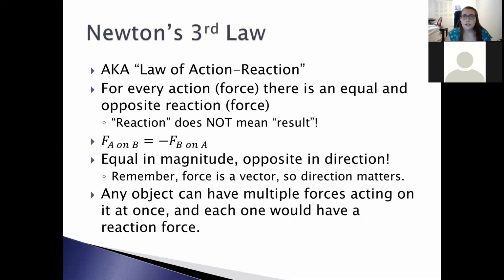There is an equation that illustrates this law. The force of object A on object B equals the negative force of object B back on object A. So these forces are equal in magnitude and opposite in direction, which is why one of them is negative in that equation. Again, remember that force is a vector, the direction matters.